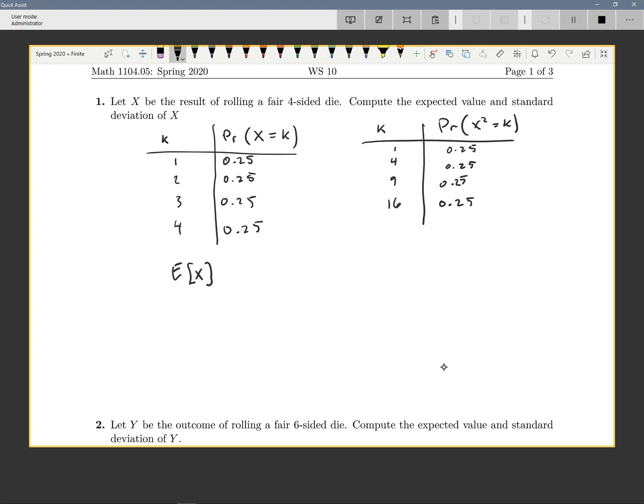So then the expected value of x is simply 1 over 4 plus 2 over 4 plus 3 over 4 plus 4 over 4, which should equal 2.5. And the expected value of x squared is going to equal 1 over 4 plus 4 over 4 plus 9 over 4 plus 16 over 4, which equals 30 over 4, equals 7.5.